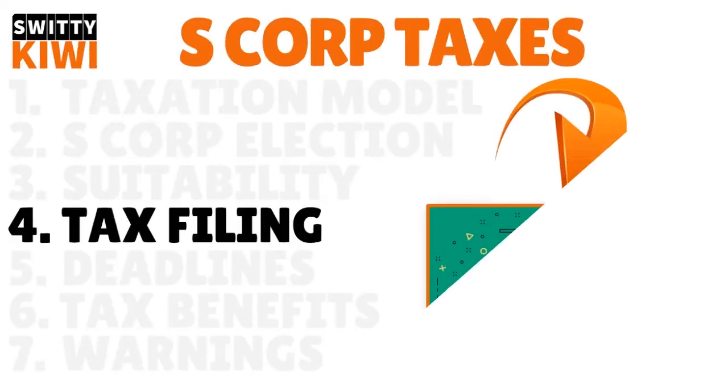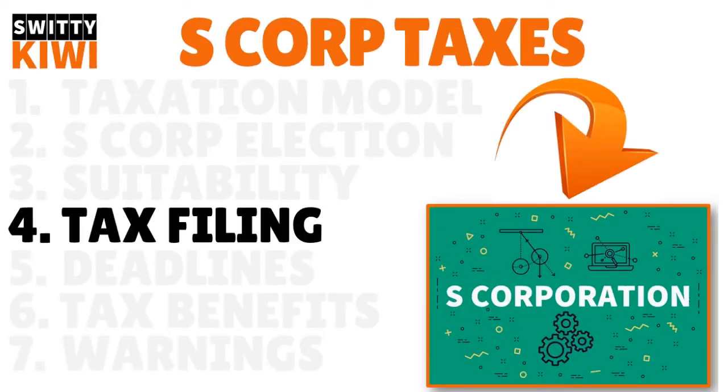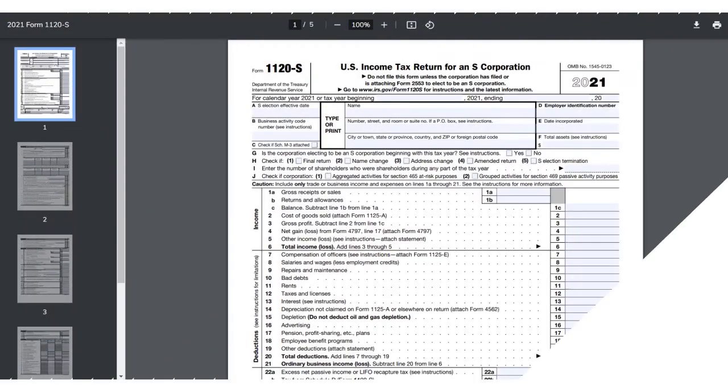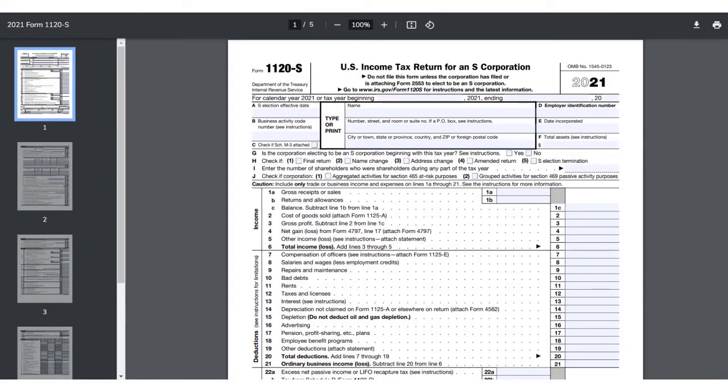Let us quickly talk about tax filing, folks. It's really important. How do we file taxes? How do you file taxes as an S Corp? You have to pay attention to an important form called Form 1120S. This is called the U.S. Income Tax Return for an S Corporation. This is the tax form that S corporations and LLCs filing as S corporations use to file their federal income tax return. The 1120S is basically a 5-page form from the IRS.